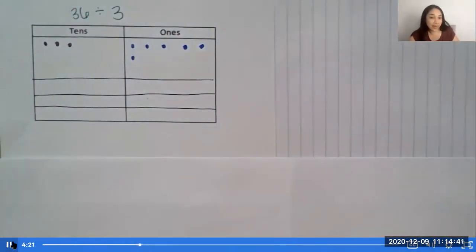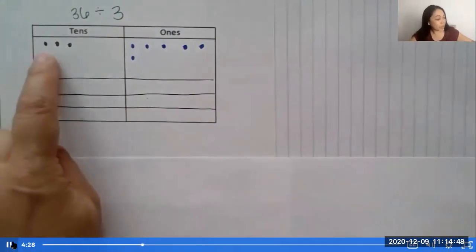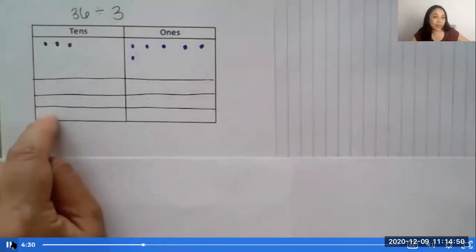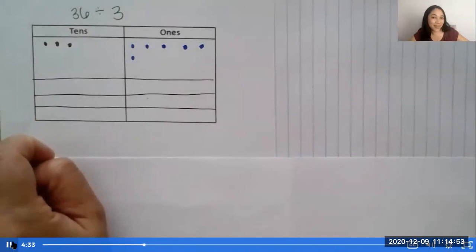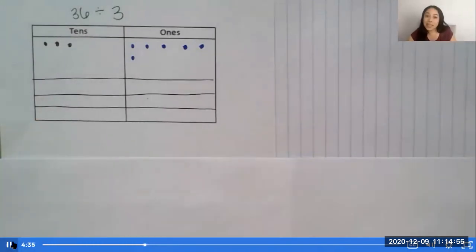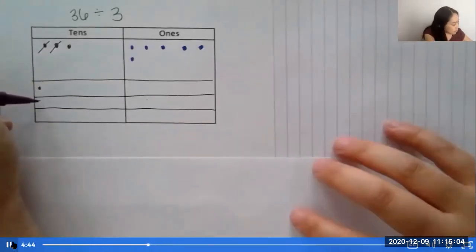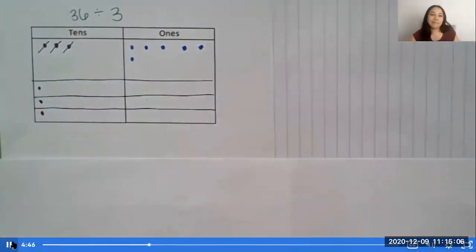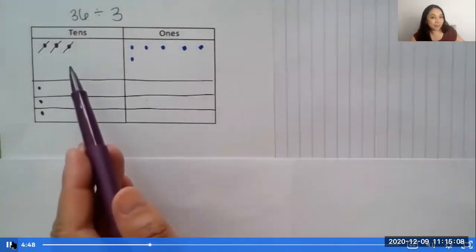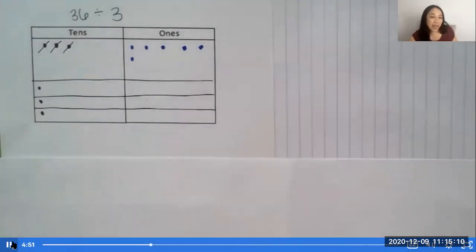We're going to start dividing with the largest unit. What is the largest unit? The tens. 3 tens divided by 3 is 1 ten. Let's distribute the 3 tens and cross them off to show they are now divided equally into the 3 groups. Are there any left over? No. Let's move now to the next unit, the ones.